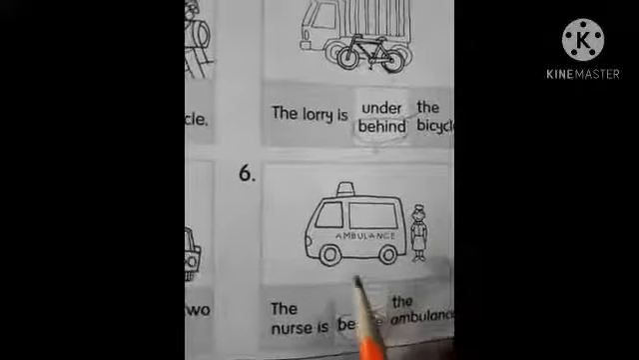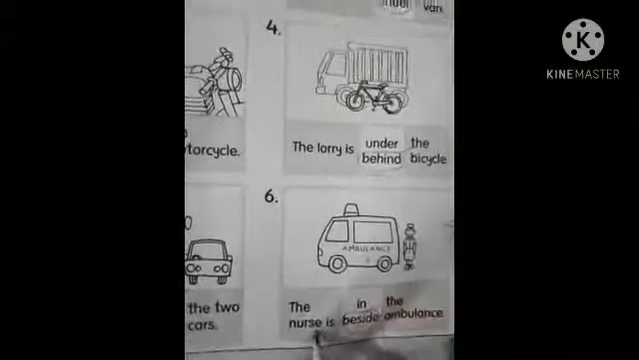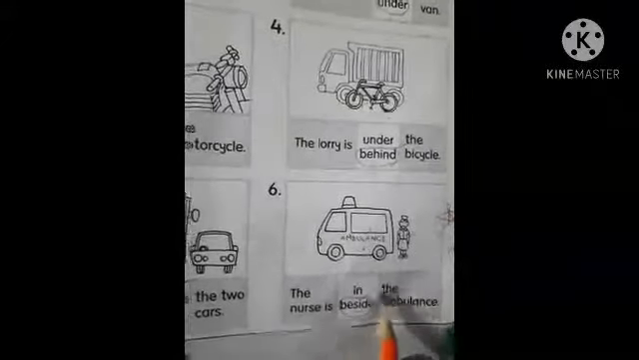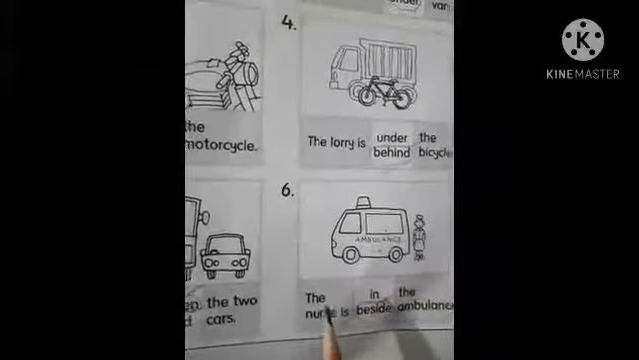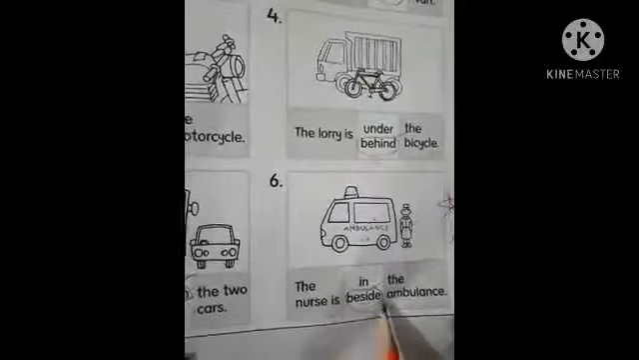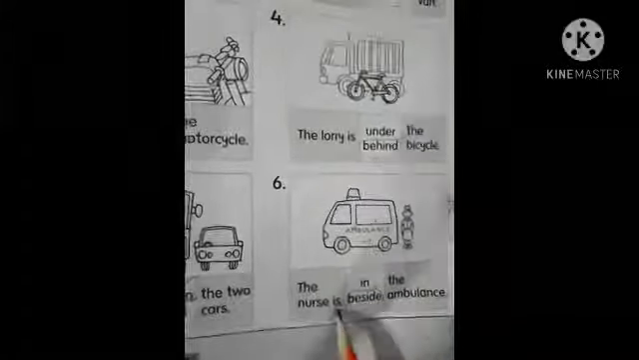In the next picture here we have an ambulance and here is a nurse too. And the sentence is the nurse is in the ambulance or the nurse is beside the ambulance. We should make a circle around beside because beside is describing the position of this nurse. She is not sitting inside the ambulance. She is standing beside the ambulance. So we should make a circle around beside, and turn to the next page now.